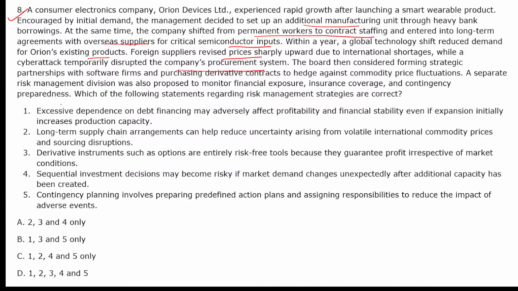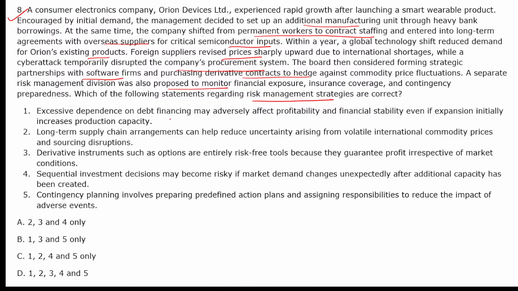The board then considered forming strategic partnerships with software firms and purchasing derivative contracts to hedge against commodity price fluctuation. A separate risk management division was also proposed to monitor financial exposure, insurance, and contingency. Which of the following statements regarding risk management strategies are correct?